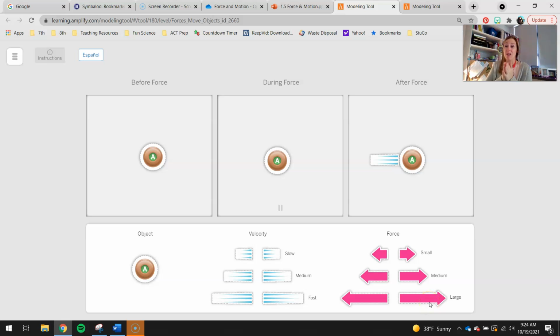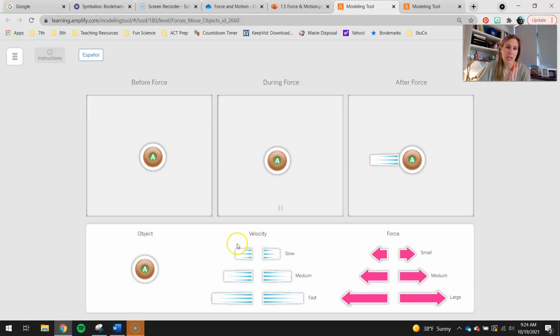So what I want you to do right now is pause this video and choose which arrow you would use to represent your force to get this object that was stopped to start moving at a medium velocity. So you want to pick the right direction of the force and the right size of the force. So again, go ahead, pause this video, do that now, and then we're going to take a look to see if you are correct.